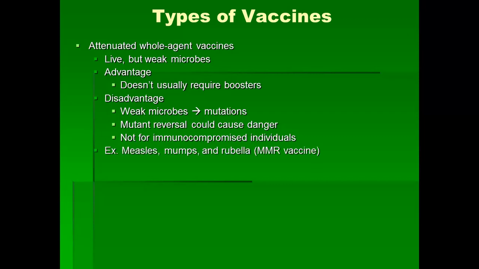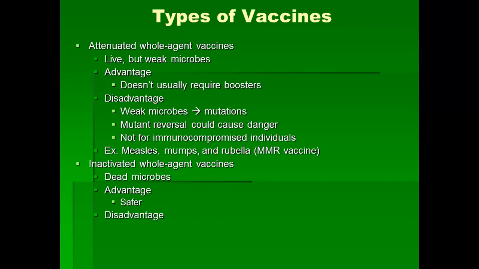Inactivated whole agent vaccines use dead microbes that have been killed by phenol or formalin. The advantage to this, of course, is that it's safer, they're dead. The disadvantage, of course, is that it doesn't actually mimic an actual infection, and it requires a booster.